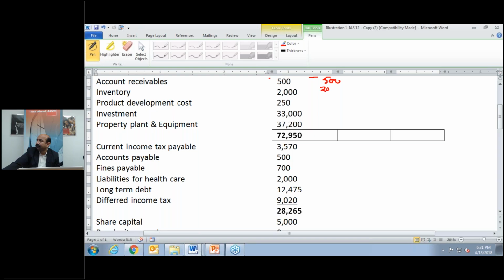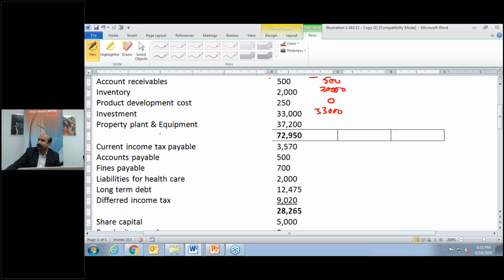Likewise, for inventory, product development cost for the same reason, because this is allowed on cash basis, so its tax base will be 0. For investment, we know this is at cost. So had it been at fair value, we would have taken cost as its tax base. Now, for property, plant and equipment, we shall have to calculate the carrying value as per the tax authorities. So how can we calculate?